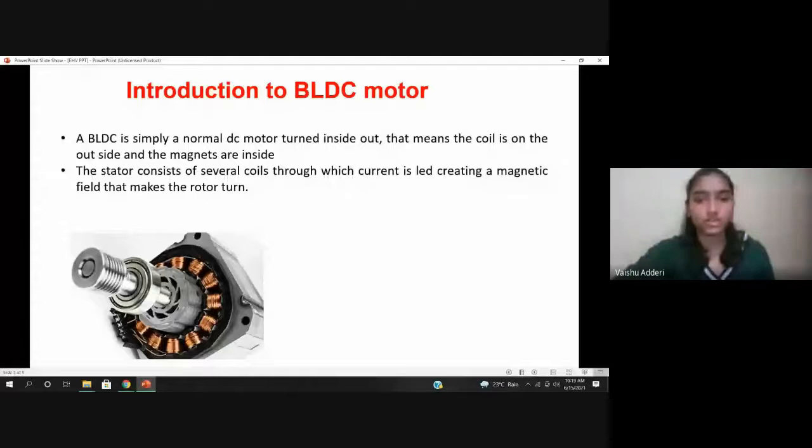The stator consists of several coils through which current is led, creating a magnetic field that makes the rotor turn. BLDC motors, also known as electronically commutated motors, are synchronous motors powered by a DC source via an integrated inverter power supply, which produces an AC signal to drive the motor.